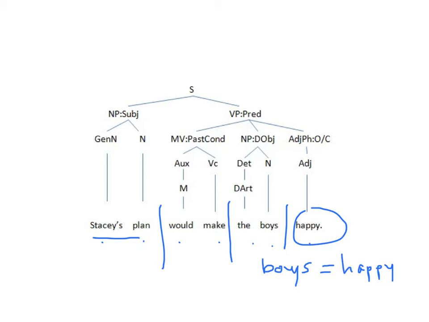Another thing that you can do, and it works better with nouns than with verbs, is with a VC verb you can usually insert an infinitive phrase of "to be." Stacy's plan would make the boys to be happy. That sounds kind of corny, but it helps identify that identity between boys and happy.